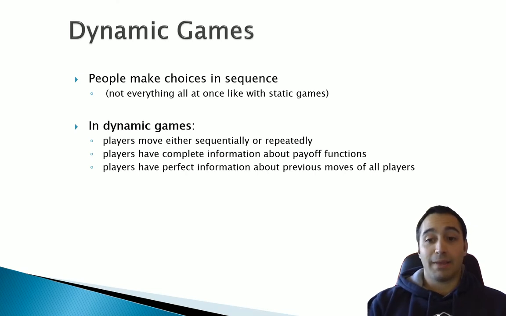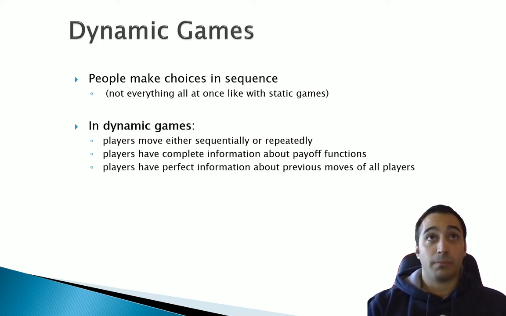So in a dynamic game, the only difference is that people make choices in sequence. That is, player 1 chooses, then player 2 chooses. And then perhaps player 1 chooses again, and then maybe player 2 chooses again. And these keep going in sort of a tree-like pattern until the game is resolved.